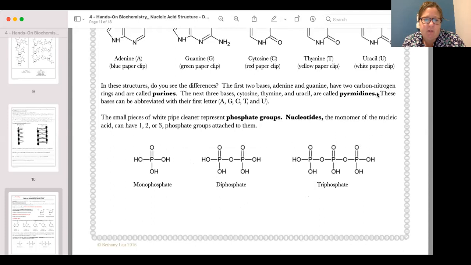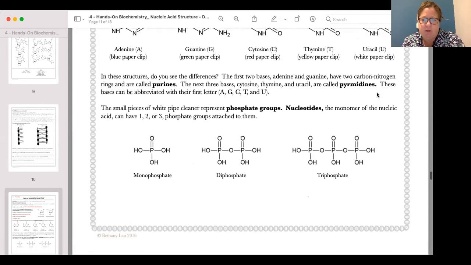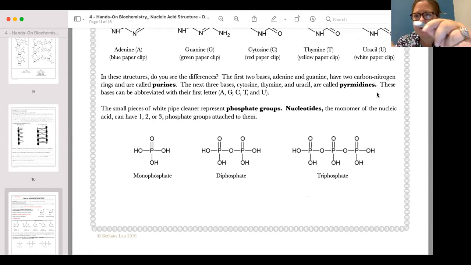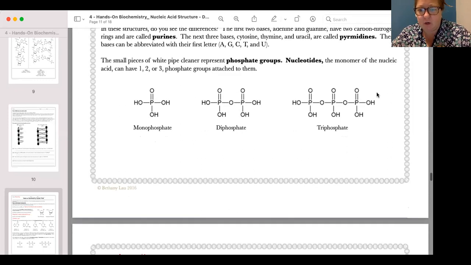So we put the small piece of white pipe cleaner to represent the phosphate group. Here you see that we have a white pipe cleaner attached to the white bead, and that's our phosphate group. And this one has a white pipe cleaner attached to the monosaccharide, which is the phosphate group as well. Nucleotides, the monomer of the nucleic acid, have 1, 2, or 3 phosphate groups attached to them.